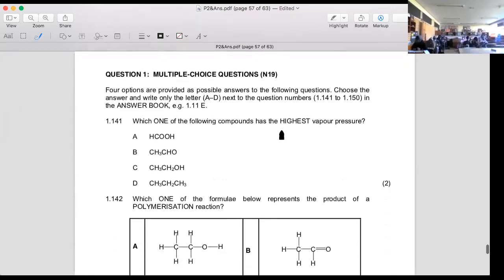Which one of the following compounds has the highest vapor pressure? Okay, so Ezra would tell you, what are you going to do? You're going to count the van der Waals, dipole, and hydrogen bonds. And then you're going to say the one with the least is going to have the highest vapor pressure. So which of those is going to have the least? So you just go and work it out. Just count up what the stickiness factor of this one is.